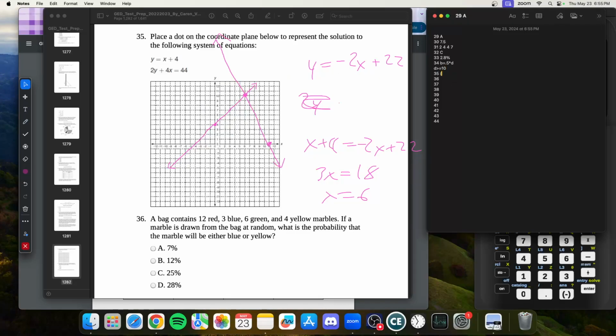So the point is going to be at 6:10. Okay, 5 minutes left. Oh, I'm not going to finish.